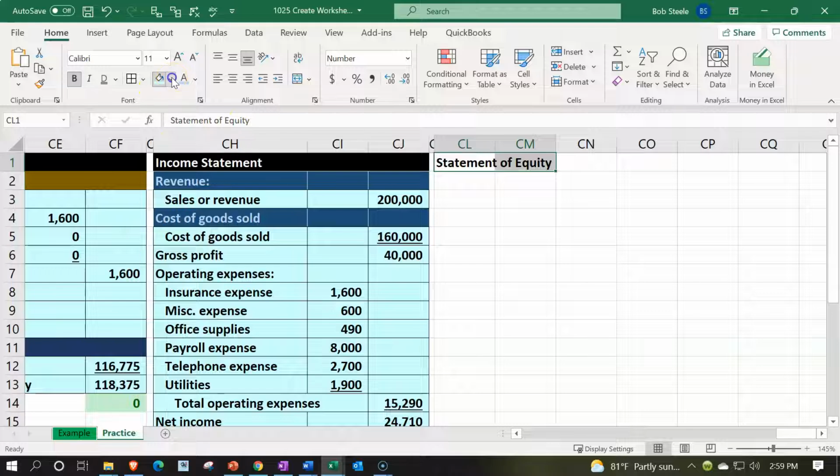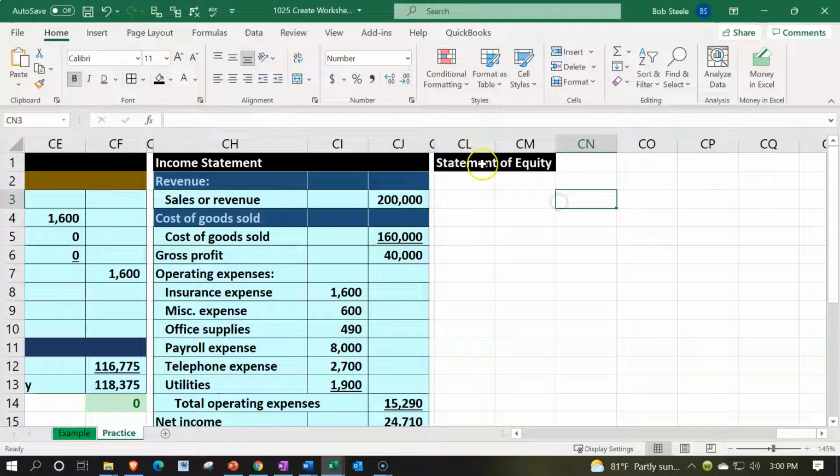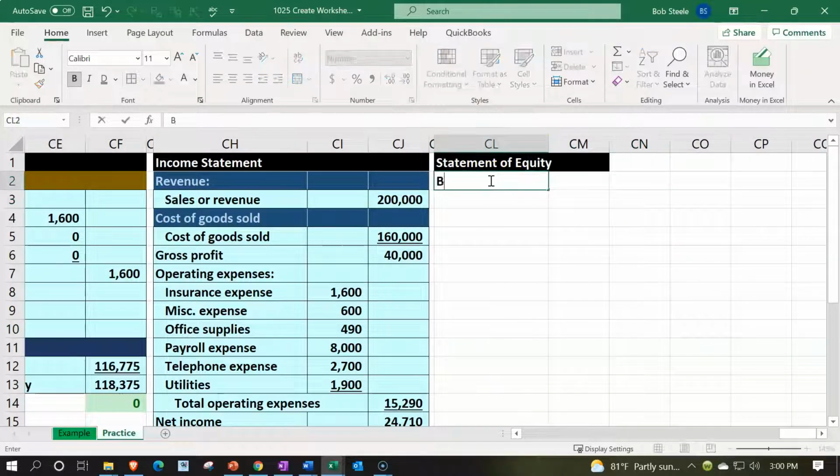I'm going to make this black and white. We're going to make it black and white. Okay, so then we're going to pick up our accounts. So I'm going to pick the first one up, which is going to be called beginning equity.